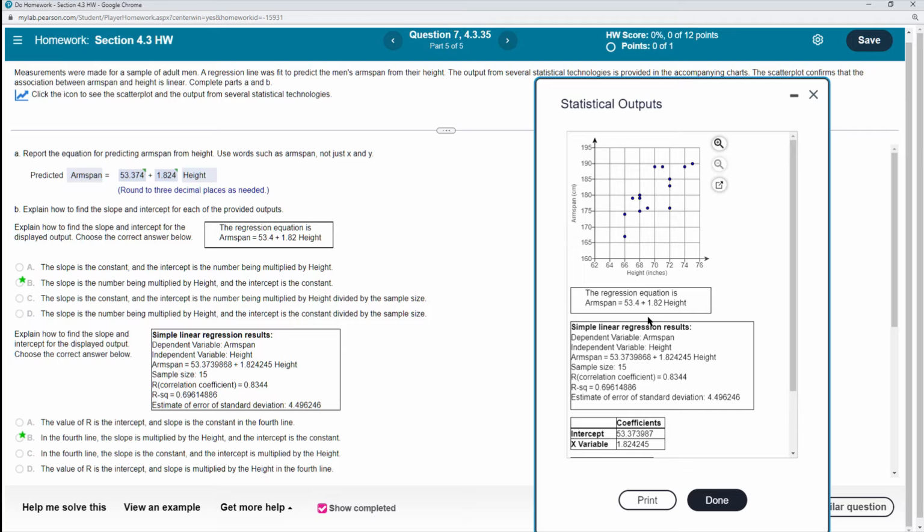So we look at our data here. You see a relationship in this first box here, the regression equation is the arm span plus the y-intercept plus the slope times input of the height. You can see that the input here is the height and the output is the arm span. So this gives us the equation here. We can copy it in. Then they say round to 3 decimal places if needed.